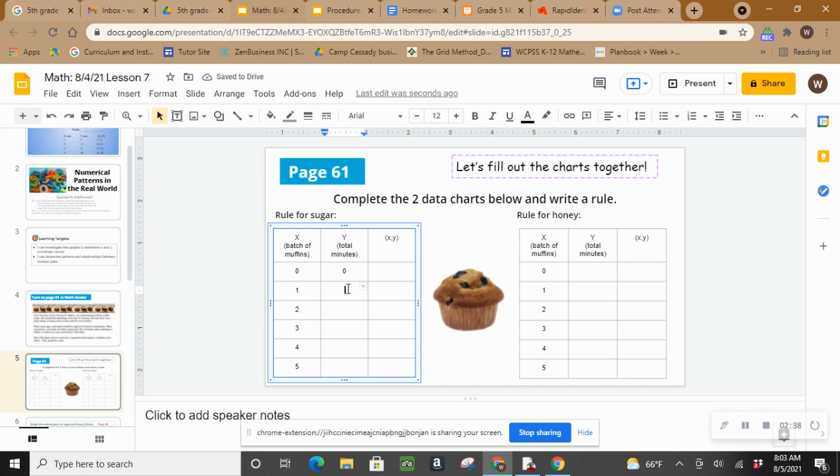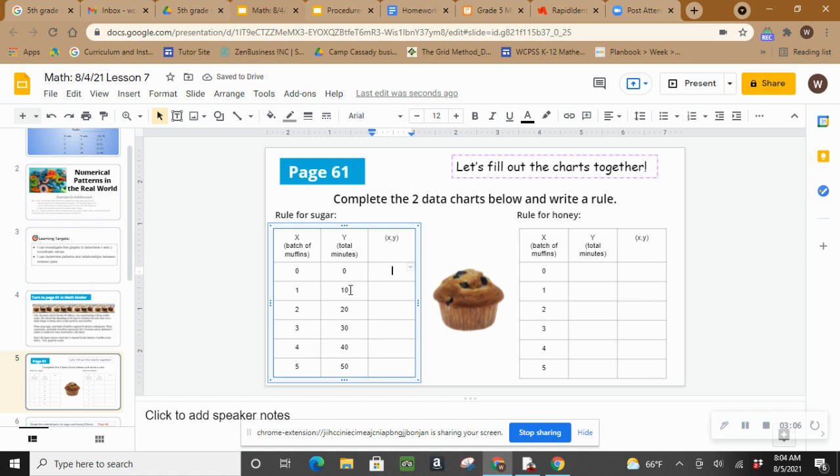All right. Next, one batch. Each batch is 10 minutes. So that would be 10 total minutes. So you're filling this chart out as I'm going through it with you. 2 batches, so that's 10 and 10, so that makes 20. 3 batches, 30. 4 batches, 40. 5 batches, 50. All right.